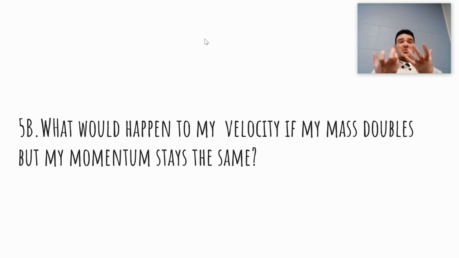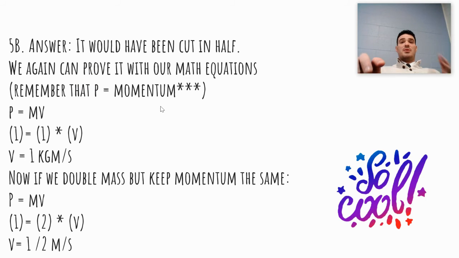Now, this is a similar type problem, but now we're talking about momentum. So what would happen to my velocity if my mass doubles, but my momentum stays the same? So if you all remember, you guys will always have your equations when this comes test time. So you would look at the equation and we would say it would end up being cut in half. And you could prove this mathematically again. I'm going to just plug in all of my numbers. So we don't know what V is, but I'm going to plug in 1 for everything else. So I have momentum equaling 1, I have mass equaling 1, and then times V.